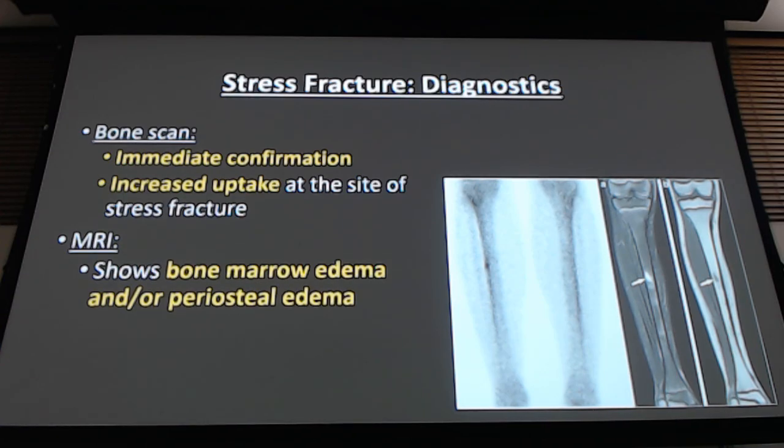I know you guys have probably already covered this before, okay. But this on the left here is the bone scan. You see that black dot right there? That's where the dye got taken up. Black dot right there, that's where the dye got taken up, okay.